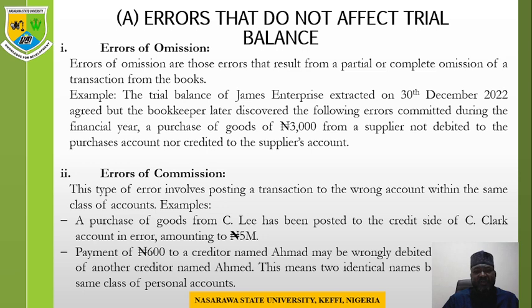A good example: the trial balance of James Enterprise extracted on 30th December 2022 agreed, but the bookkeeper later discovered the following error committed during the financial year. And what is that error? That a purchase of goods worth 3,000 naira from a supplier was not debited to the purchaser's account nor credited to the supplier's account. With this, the trial balance will still balance, because what you need for the trial balance to balance is to ensure that for every debit entry, there must be a corresponding credit entry. Once you have complied with this rule, your trial balance will still balance. But you can see that a complete transaction that requires debiting and crediting has been completely omitted, yet the trial balance will still balance. So does that mean that our accounts are error-free? No, they are not error-free. It means we have a particular error that has been committed.